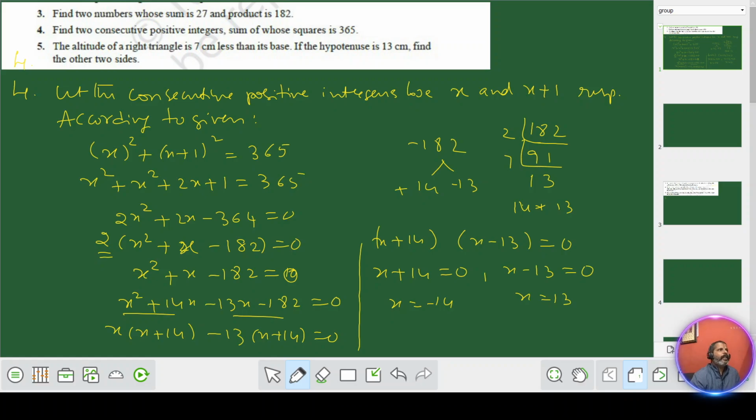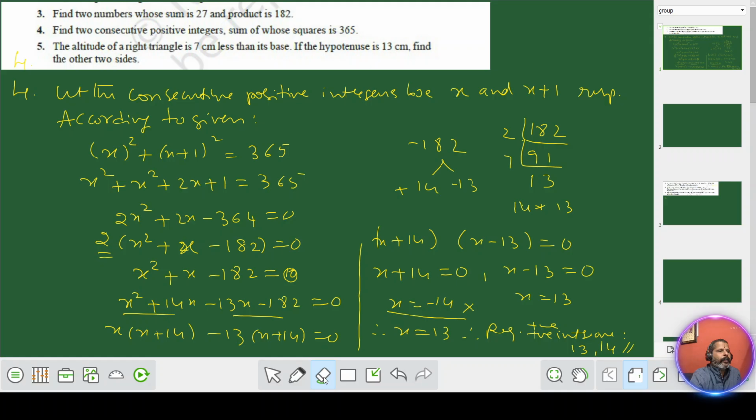But observe the question. Find the two consecutive positive integers. So they asked positive integers, so this cannot be the solution. Therefore, x equal to 13 is the solution. Then the required positive integers are, if you make x as 13, x plus 1 will be 14. Okay, understood? We have to ignore the minus 14 here because required is positive integer.